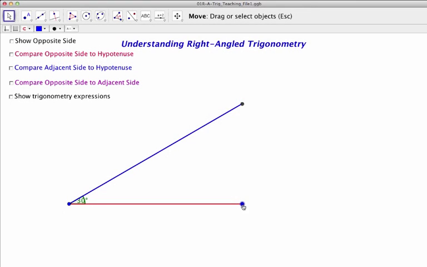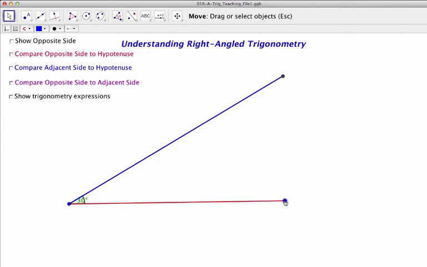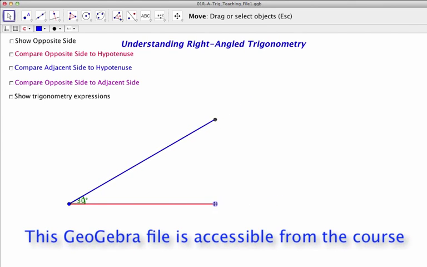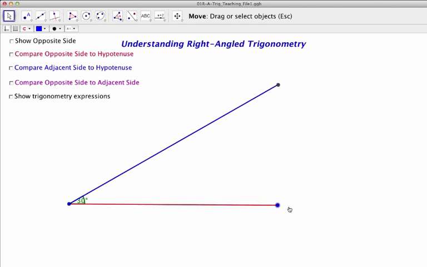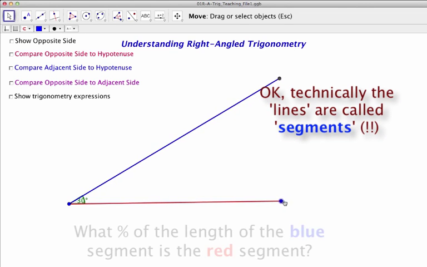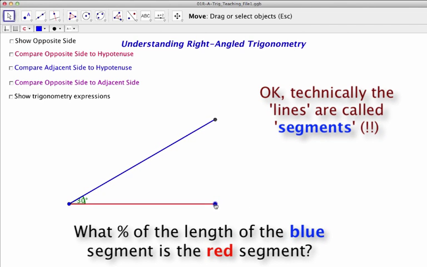This video demonstrates a suggested introduction to trigonometry using a conceptual approach with the GeoGebra file provided in the course. First of all, demonstrate the file, getting students to consider the red and blue lines and asking them what percentage of the length of the blue line is the red line.